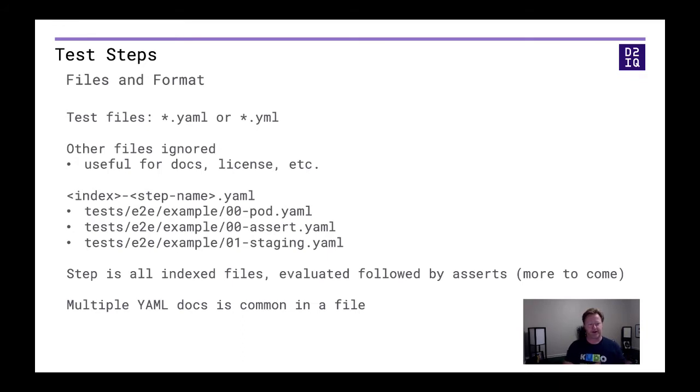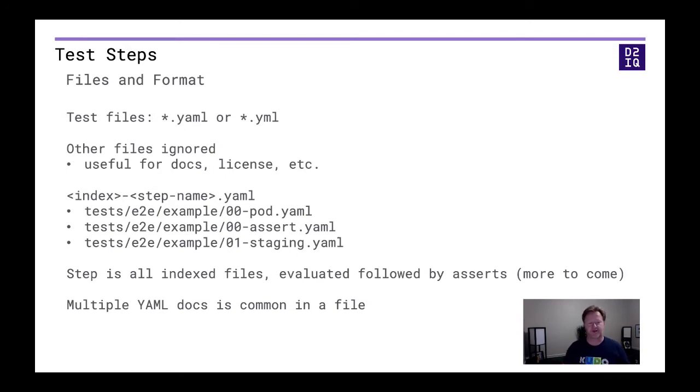So we have an index, a dash, and a step name. It's important to point out that the test e2e is our test suite. The example is the test. And then we have test steps underneath the test. So 00-pod would be during the create or update phase of a step. And then the assert is the assertion or errors phase of a step, which we're going to learn more about.